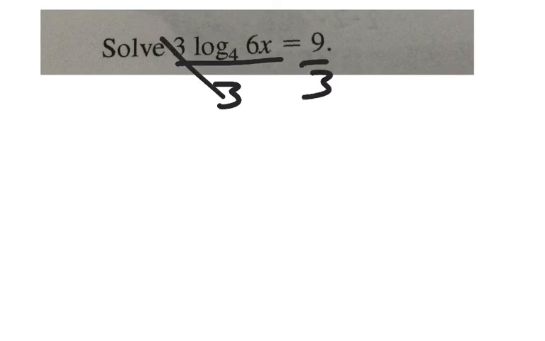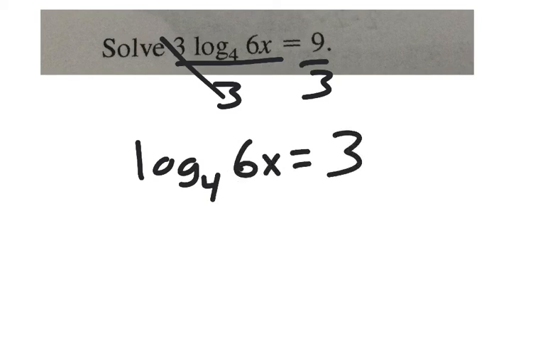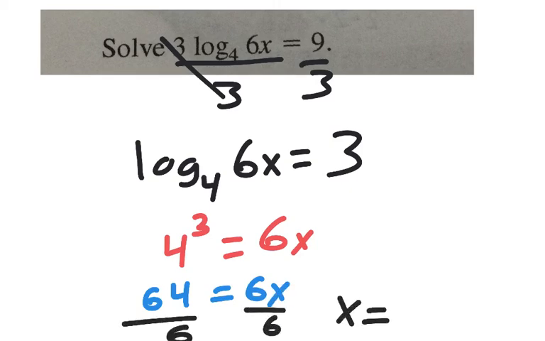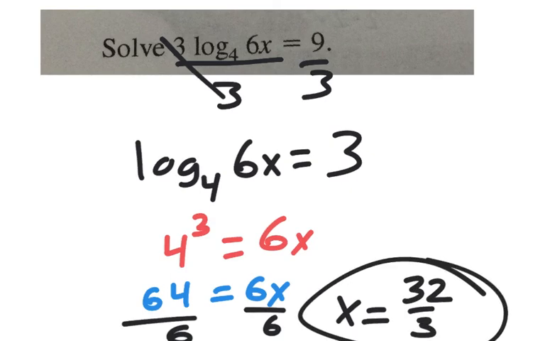Divide by 3. So that tells me log base 4 of 6x equals 3. Then rewrite it. 4 to the third equals 6x. 4 to the third is 64 equals 6x. Divide by 6. That tells me x is equal to 10 2/3. That's going to be 32 over 3. And then again, plug this in to make sure it doesn't break your argument. 6 times 32 over 3, that's going to give you 64. So again, the argument stays positive.